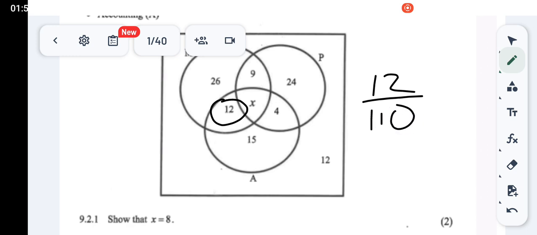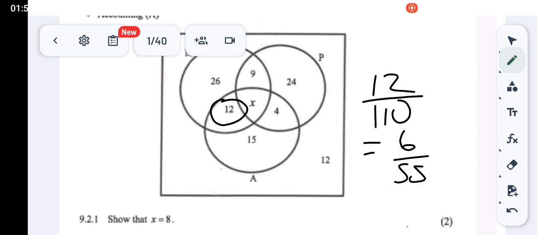That is the probability that a learner chosen at random does mathematics and accounting, but not physical sciences. That is 12 over 100, not 100 but 110, right? Oh yeah, 110, and you can simplify it. That is 6 over 55. That's correct.